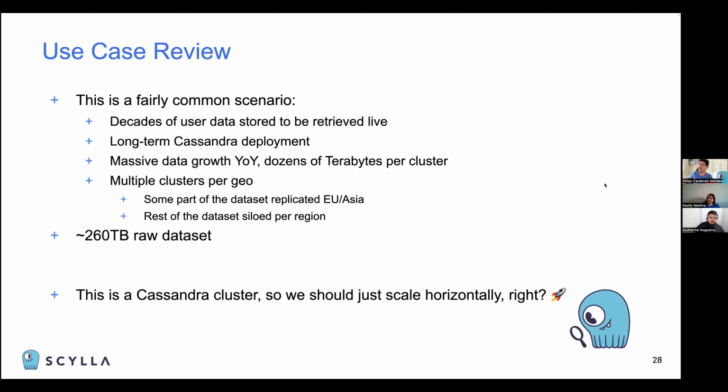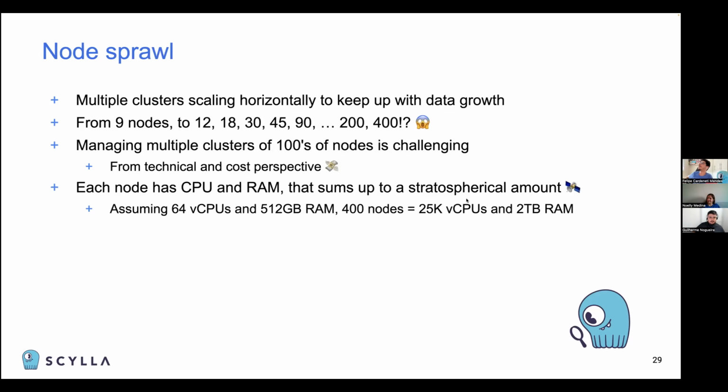Let me change the slide. Yep, you got it. When you continue to scale horizontally a cluster, such as a Cassandra cluster, what you end up with is a node sprawl situation, where you have multiple clusters scaling to keep up with the data growth. You start with a very humble 9-node cluster, then scale up to 12, 18, 30, 90, and then get to 200, 400 nodes.